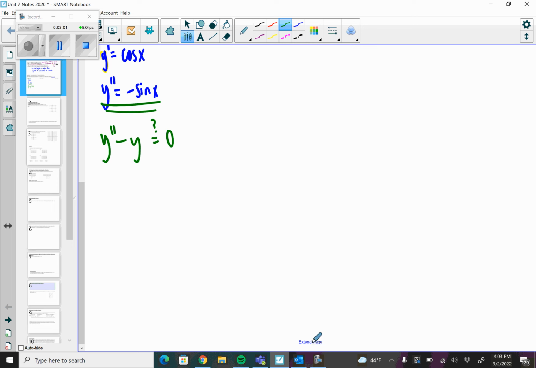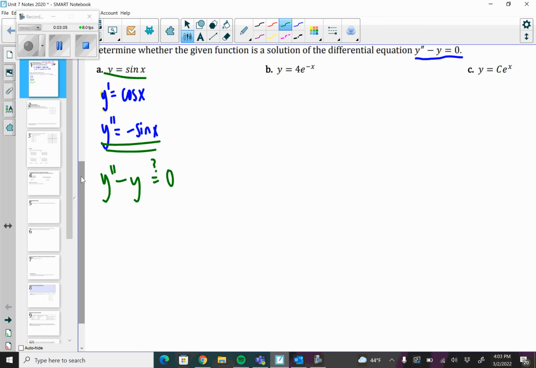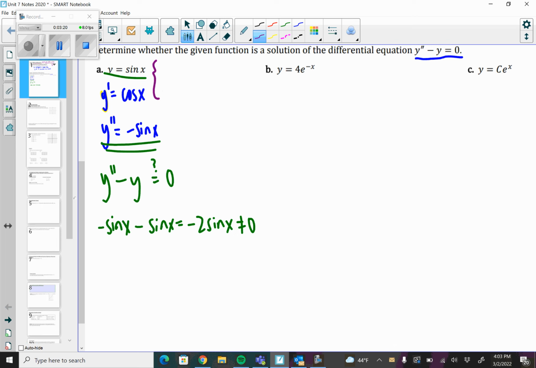Well, let's try it. Negative sine of x minus the original sine of x is equal to negative 2 sine of x, and that is not equal to 0. So what does that mean? That means this is not a solution. It did not satisfy our differential equation.